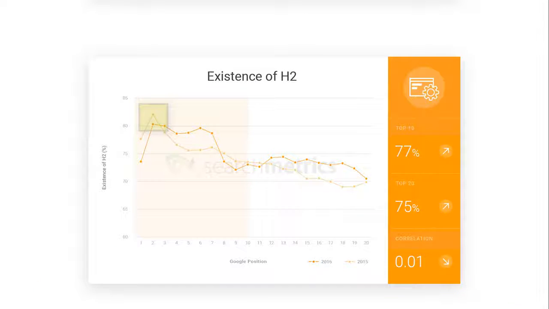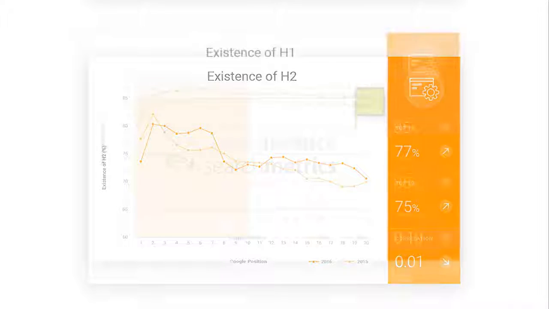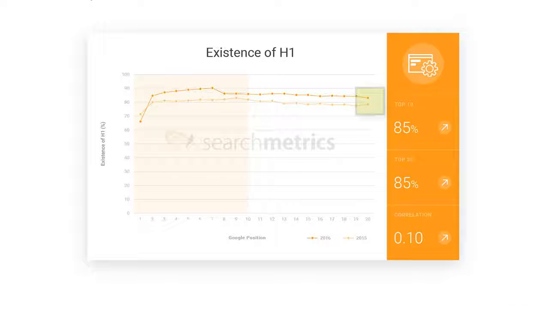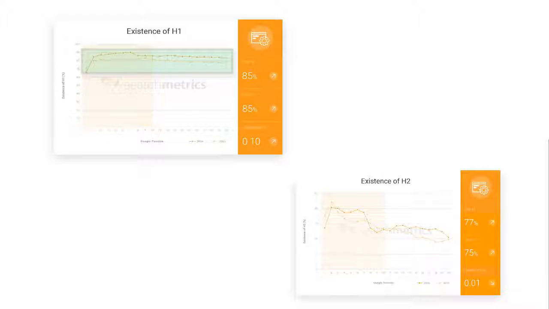The average usage of H2 tags has increased by around 4 to 5% in 2016 from the second search result to the 30th one. Also, you can see that the percentage of usage of these H2 and even H1 tags is increasing gradually from the 30th search result to the second one. Almost 70 to 80% of the top 20 pages are optimized with the existence of H1 headings. So it has become a prerequisite for a good ranking.